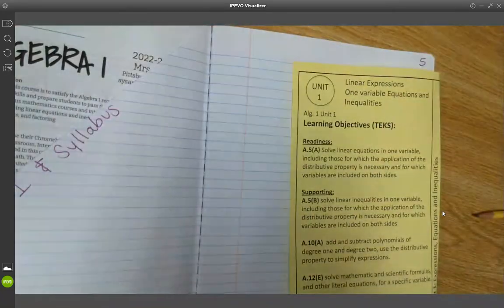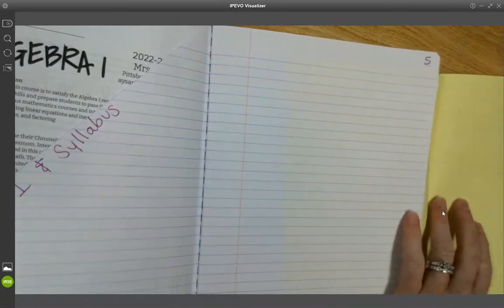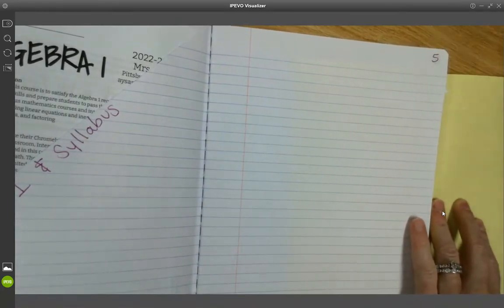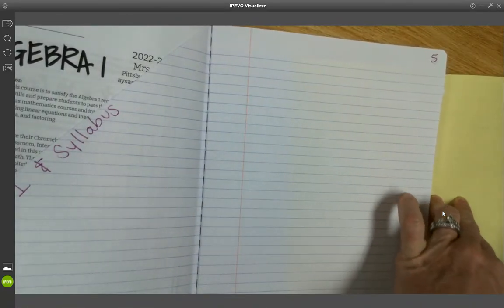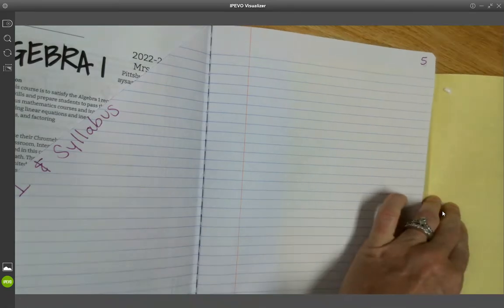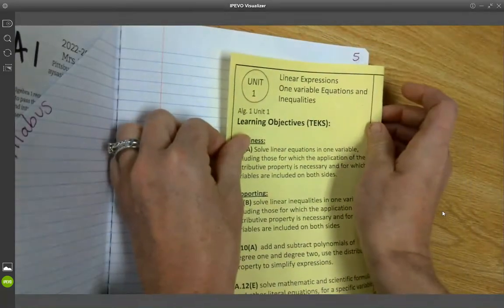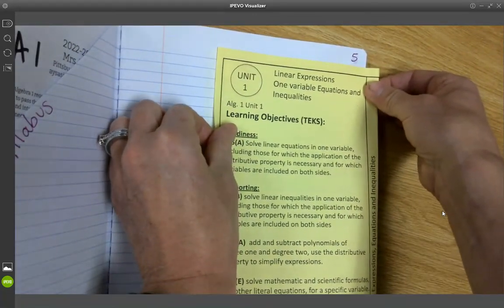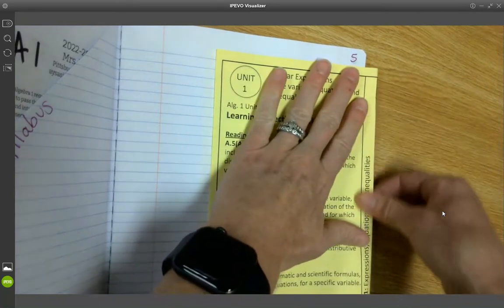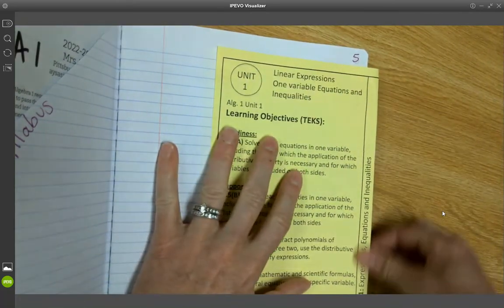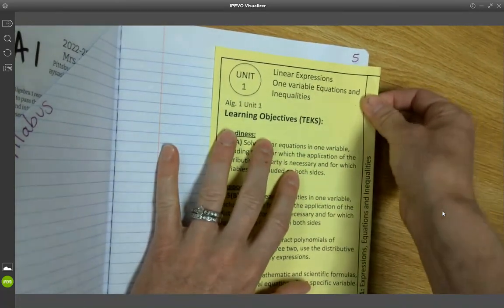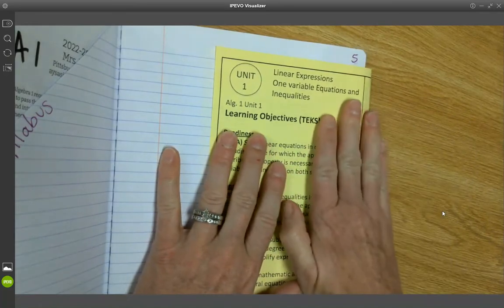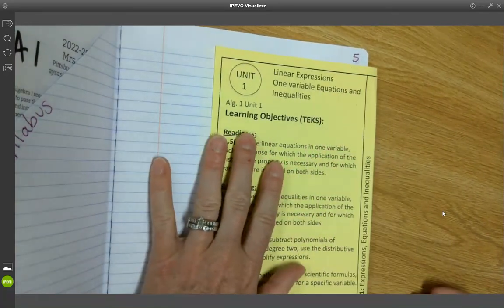So remember with your gluing, dot, dot, not a lot. You just need to do 4 on the corners. And whenever you do it, you're going to keep this out. It's going to be outside of the page because this is a divider. This makes it a tab that you can easily turn to.